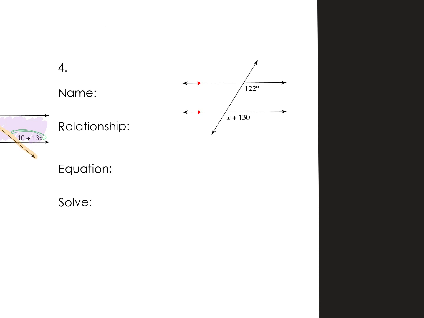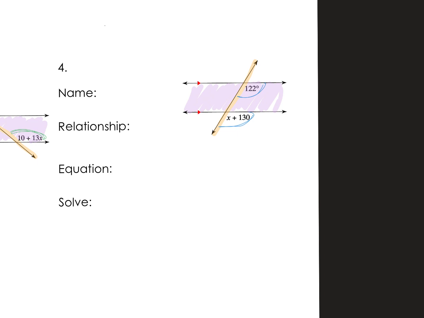In my last example, I'm going to start by shading again. In here, I'm going to take note of these two angles. And what stands out is that one is in the shaded region and one is not. When this happens, we want to look for the position. They're still in different intersections. My 122 degree car is in the bottom right, and my x plus 130 is also in the bottom right, which means that these are corresponding angles.